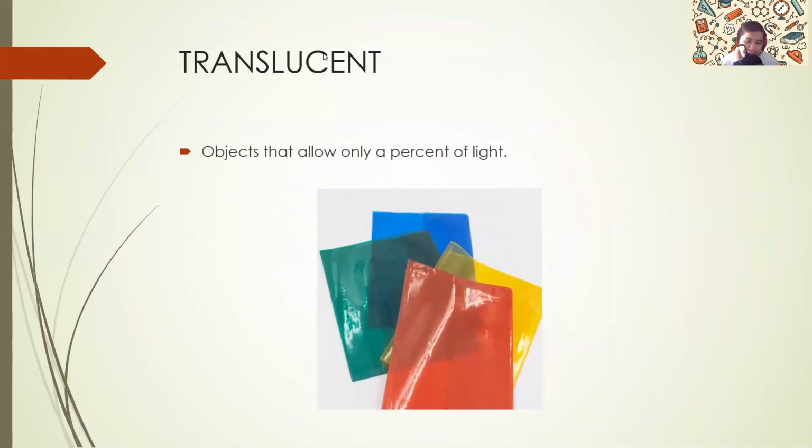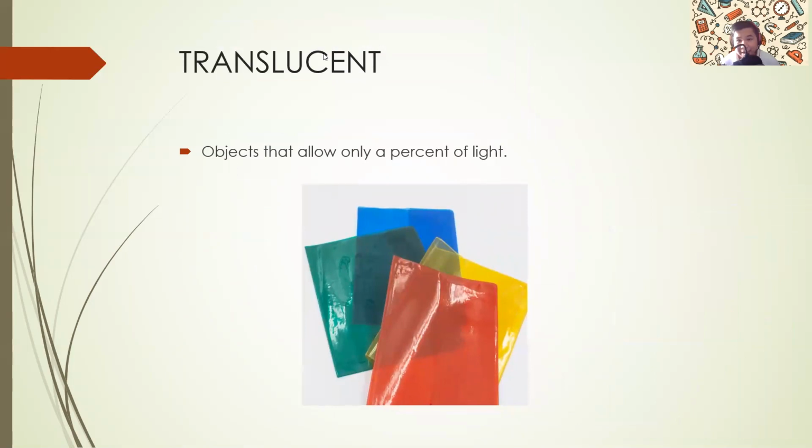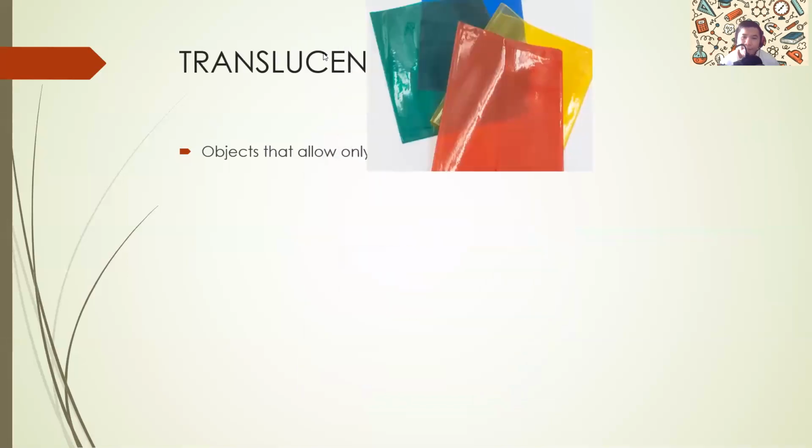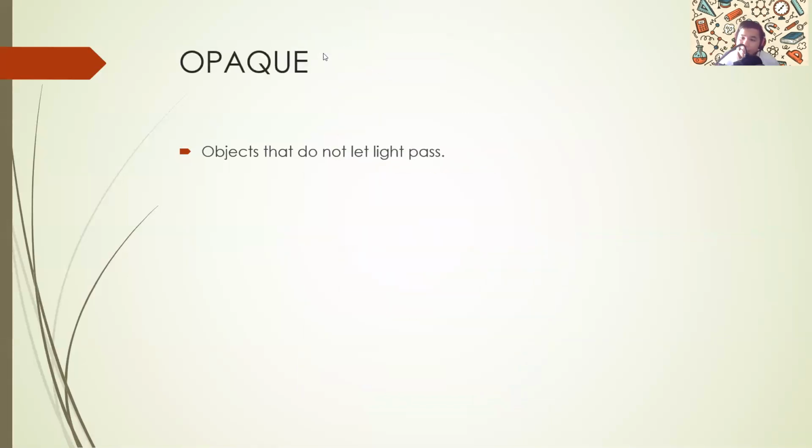Next one is this, a clear plastic bag. Oh no, it's not clear. It's a colored plastic bag. It's a bag that is full of color. Light can pass through this, but it will change color and it will change strength, meaning that the light that passes through it will only be a little bit stronger than the original light. Those are the translucent objects.